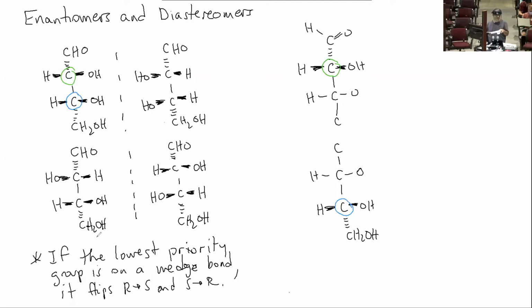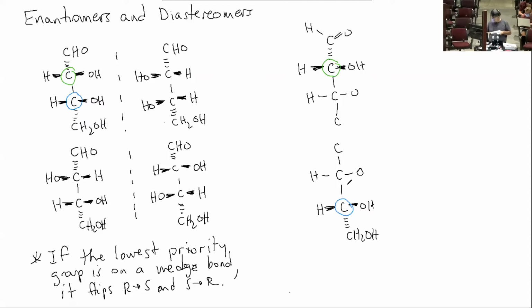I don't know of any shortcut, but this shortcut here works if the lowest priority group is on a wedge bond. And I think we kind of hinted at that on Monday. So that's what we'll do in order to assign those configurations.